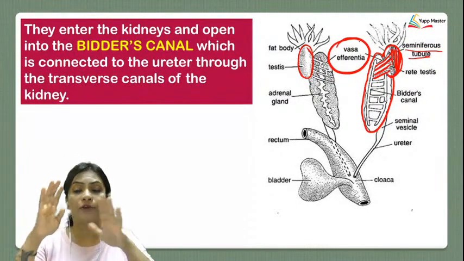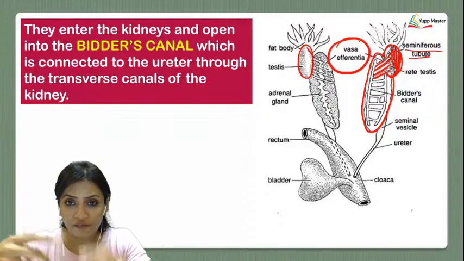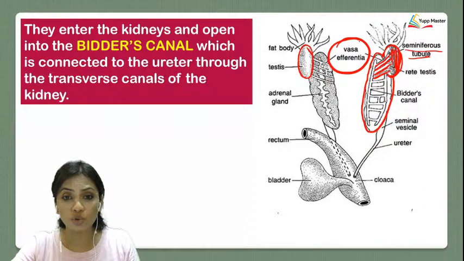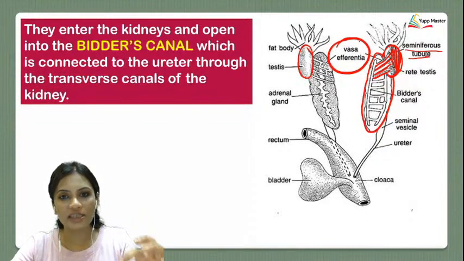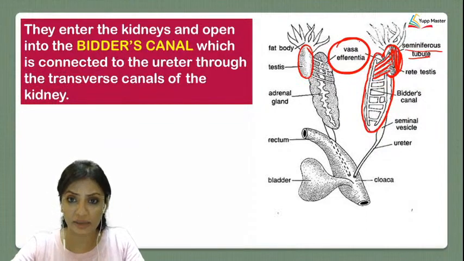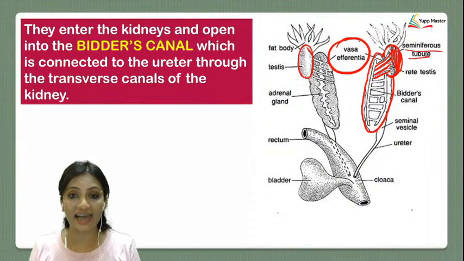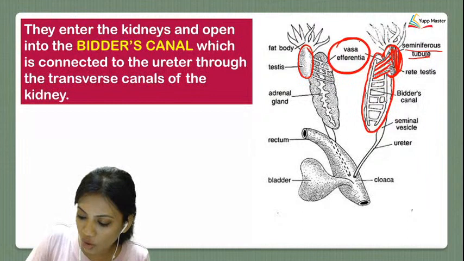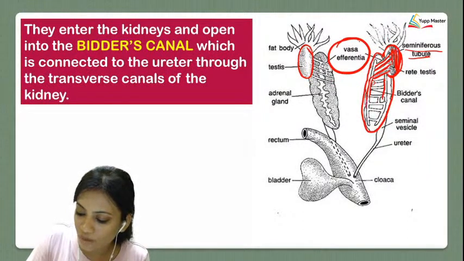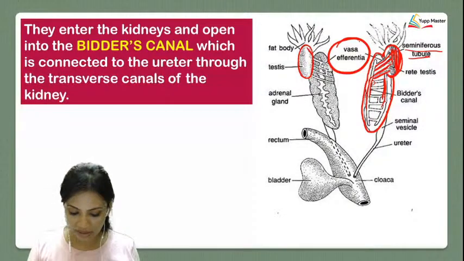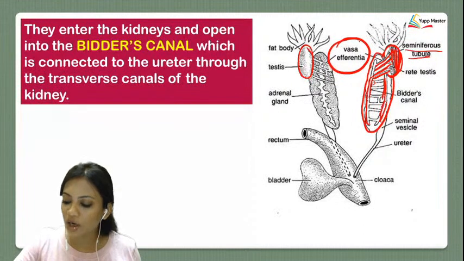Okay, so from the testes, inside the seminiferous tubules, sperms are made. From there, they pass through vasa efferentia. Vasa efferentia enters into the kidney, and inside the kidney, it is going to be passing through a canal which is going to be called the Bidder's canal. And then from the Bidder's canal, those sperms will enter into the ureter.